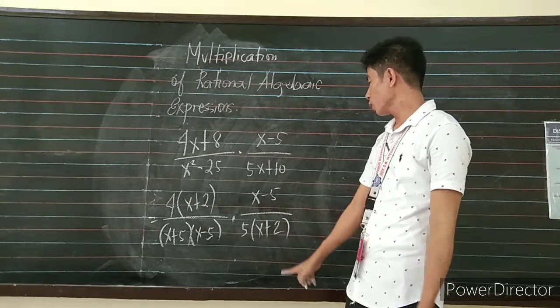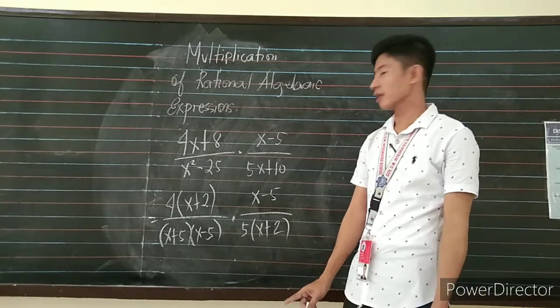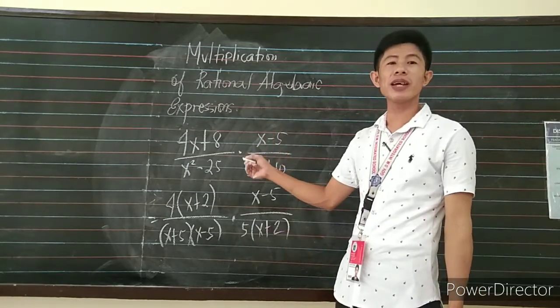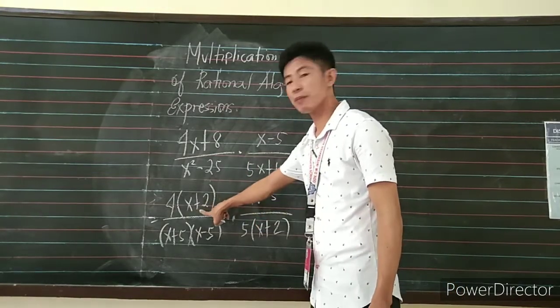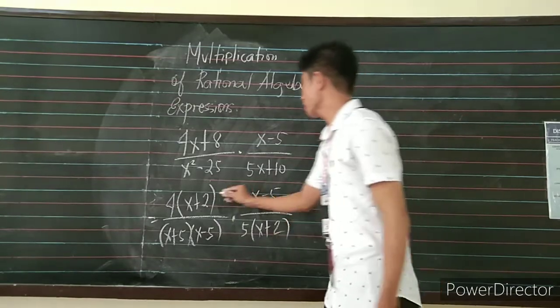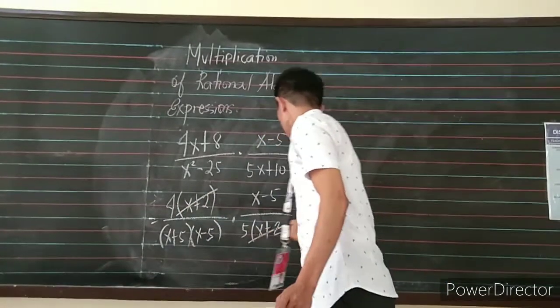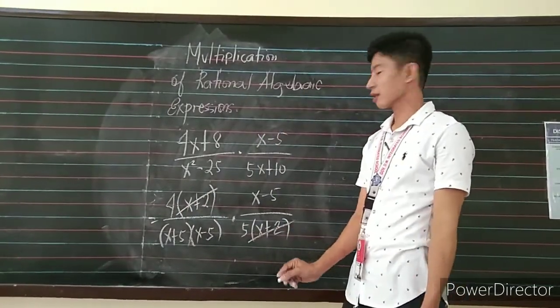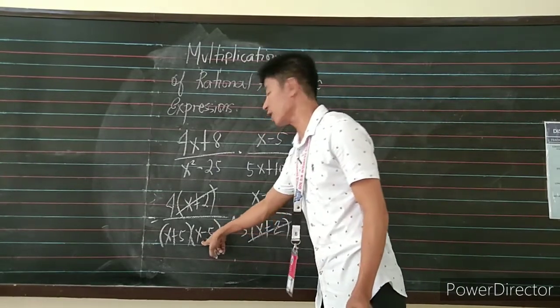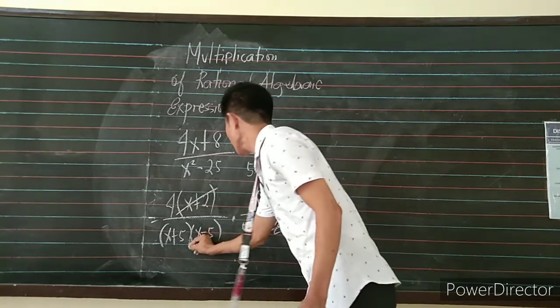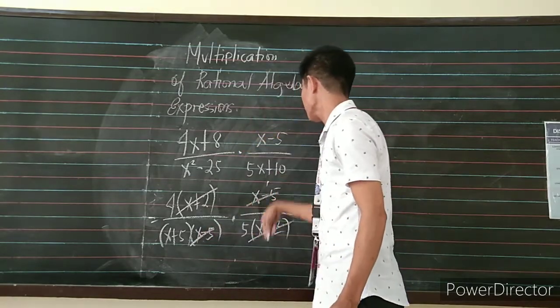Okay, this time we can cancel out the terms from the numerator and from the denominator. So we have x plus 2 and x plus 2, so we can cancel it out. What else? Okay, we have here x minus 5. We also have here x minus 5. So we can cancel it out again. What is left is 1.